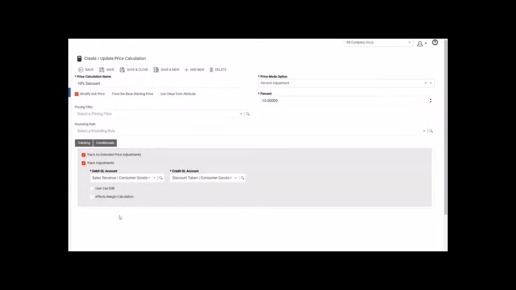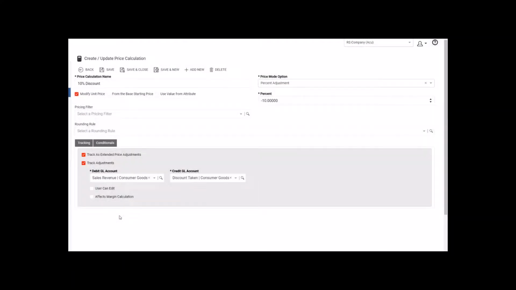The box from the base starting price means, do you want to calculate this from the base price or the last calculated price? So for example, you could have two discounts where you calculate the first one and then the next discount is based on that price or the original price that it started at.